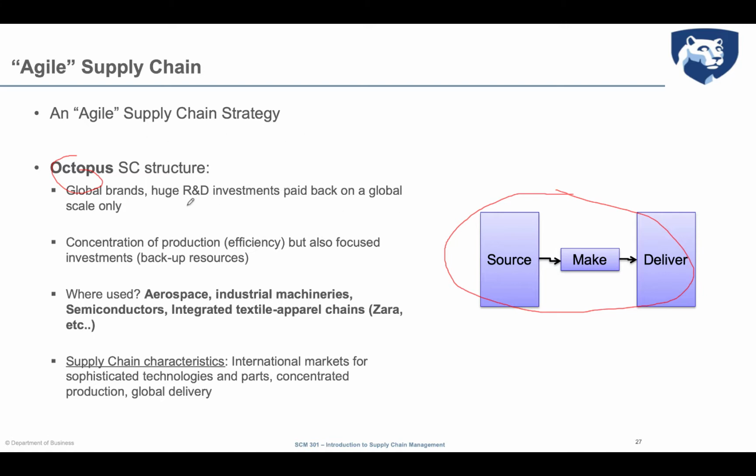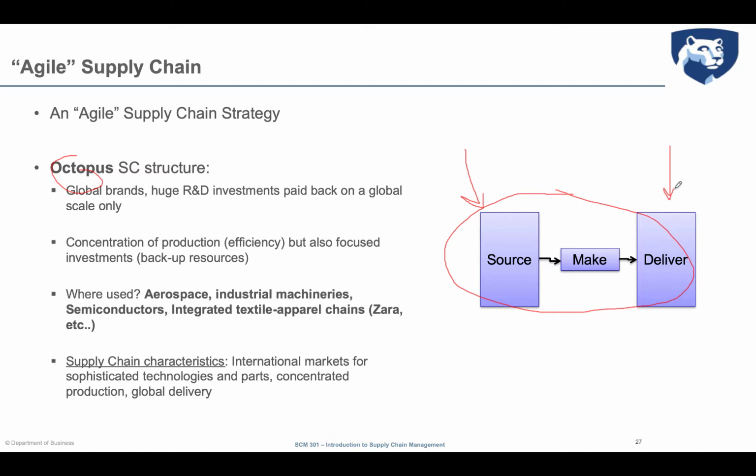Basically, the octopus supply chain structure is typical in aerospace, industrial machinery, semiconductors, and textile apparel chains like Zara or H&M. Being global brands, we have global sourcing and global delivery, where by global we mean huge investment to be able to have the best world-class suppliers to cope with possible supply network instability, or at least when there is instability, to be able to rely on very big partners able to help support it.